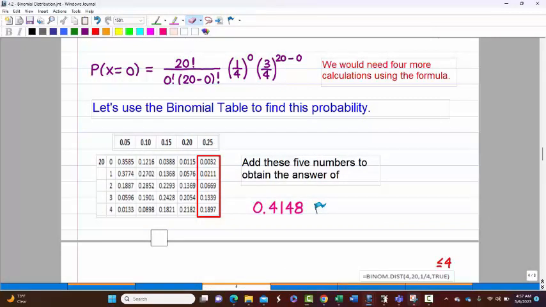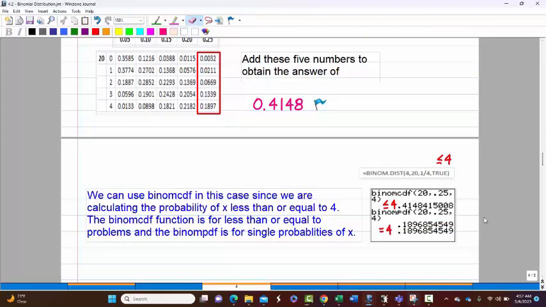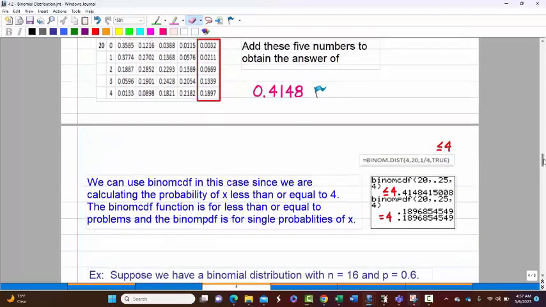You would add those up, and you get 0.4148. So that's not bad. I'm not going to retype this one in there, even though it doesn't have the answer next to it, but the command is correct. I'm using Binom dist. I'm using 4, 20, 1/4, but I'm using the true. The true means it will add up less than or equal to 4.